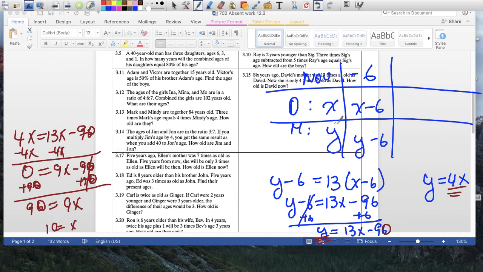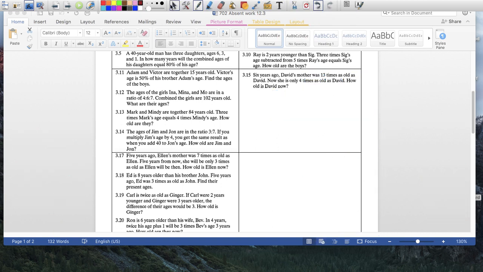Oh my god. Okay. So if x equals 10, I can substitute right here, and that's going to give me y equals 4 times 10, which makes y equals 40. So one is 10, the other one is 40. That's 315, which I owed you. Let me go back to 313.